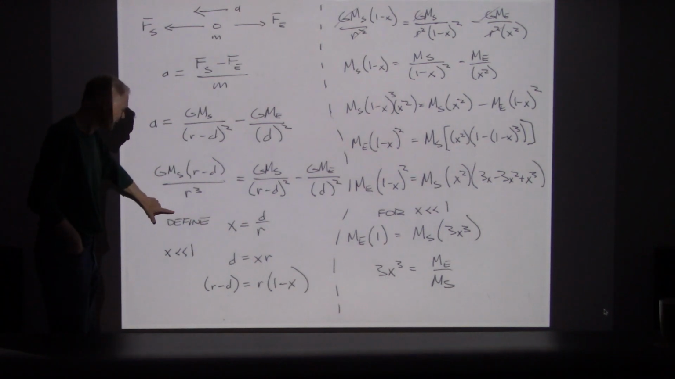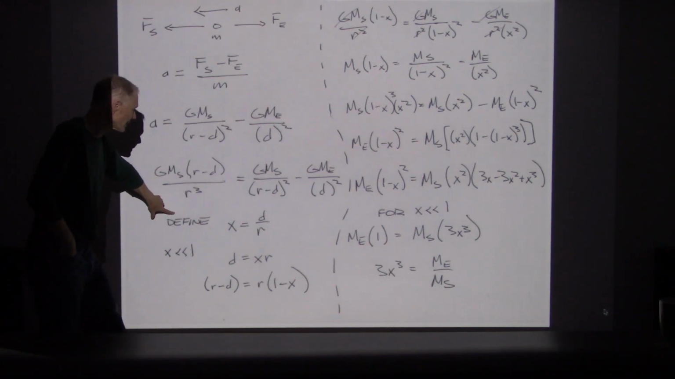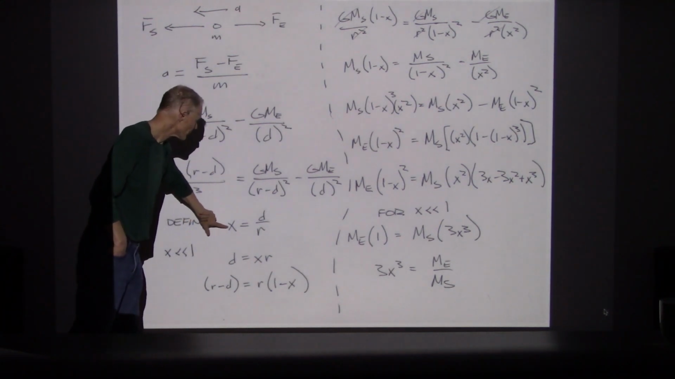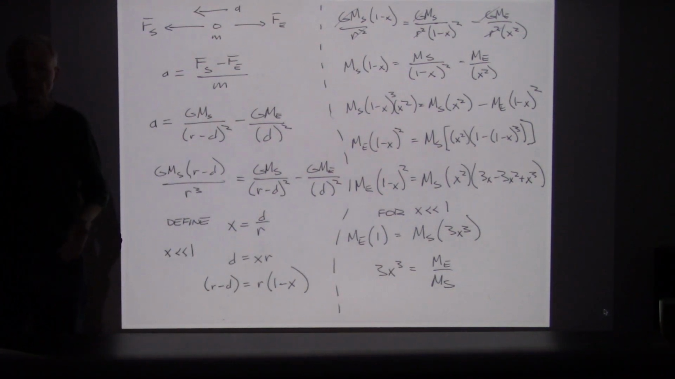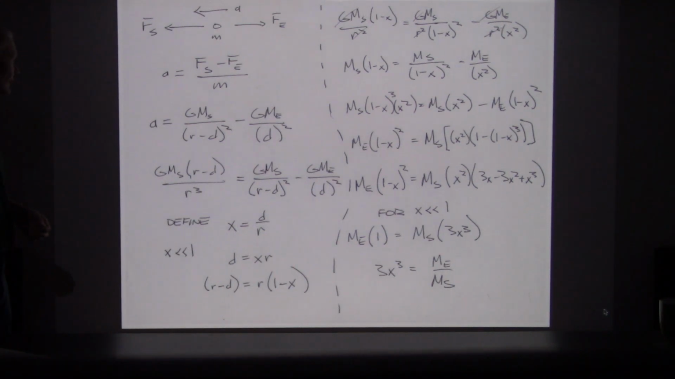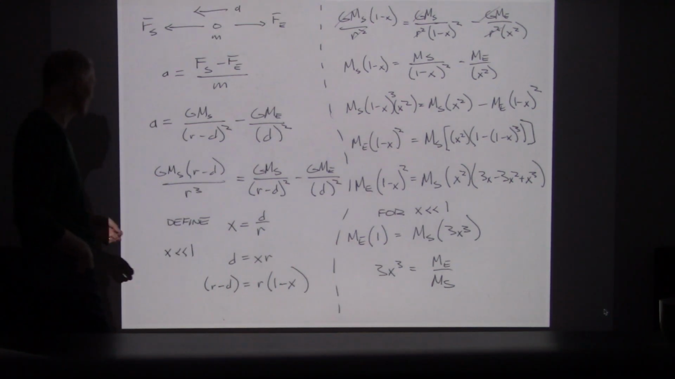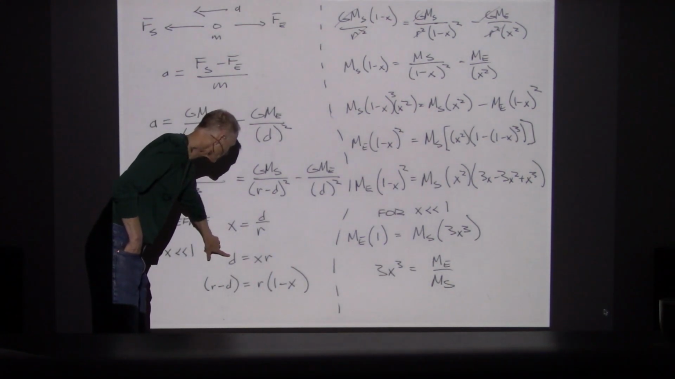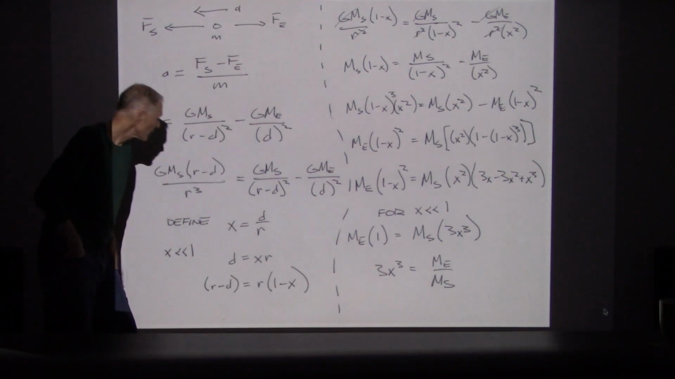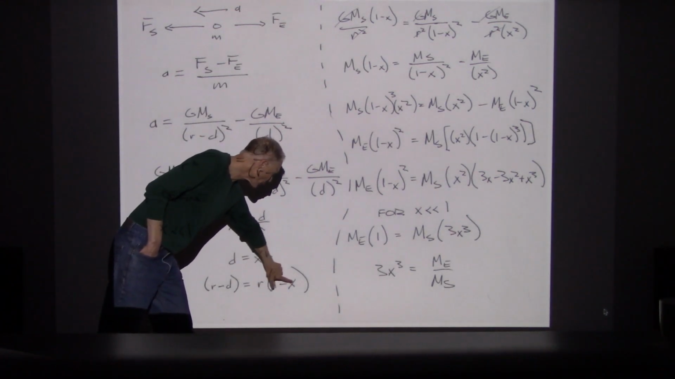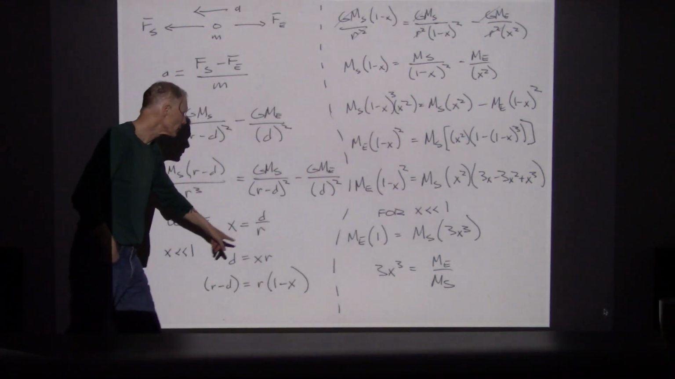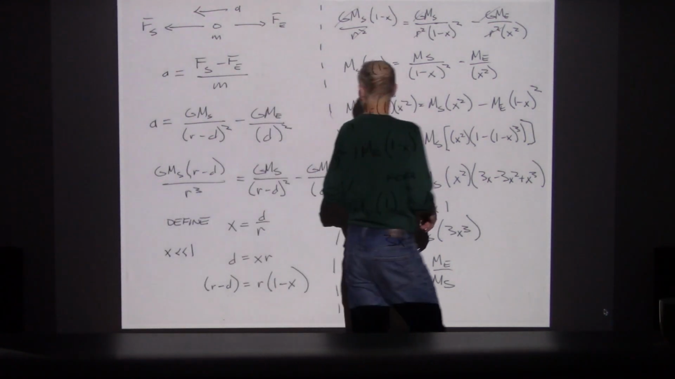Now, what I did was I made a definition. I said that x is equal to d over r. x is whatever portion of r that d is. And so d can be replaced now with x times r. Everywhere I've got an r minus d, I can replace that with r times 1 minus x.